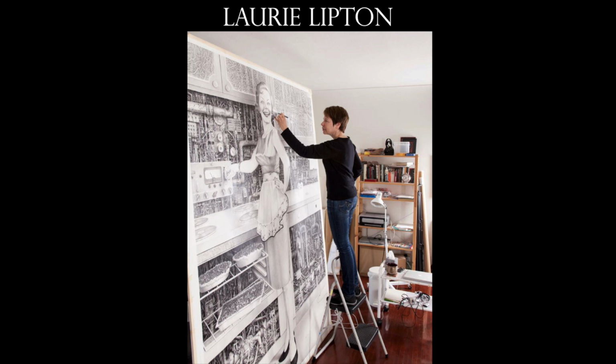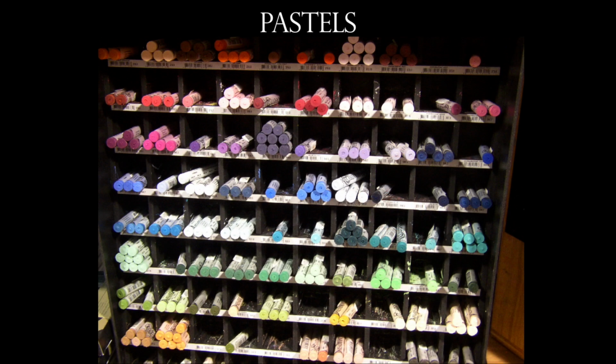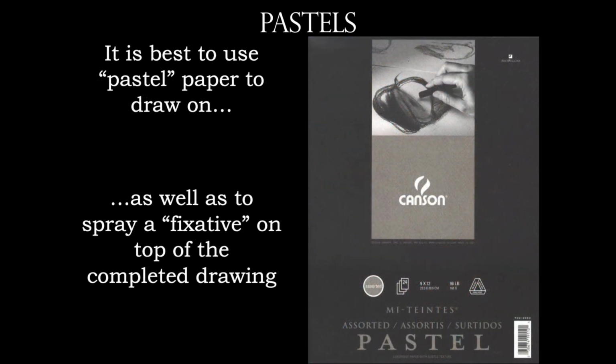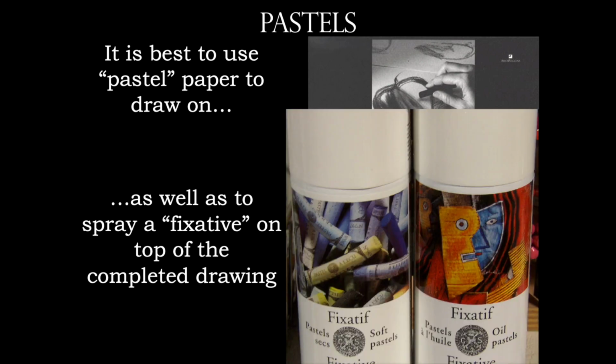And now we'll move on to pastels. Pastels are essentially chalk, but there's less binding agent present, so they're a very fragile or delicate medium to work with. You also have to keep them away from bright light, and that includes flashes from cameras, because that will fade the pigment. There is special paper that you use to draw on for pastels, and there are also fixatives that you can spray on top of the completed drawing so that they don't smudge.